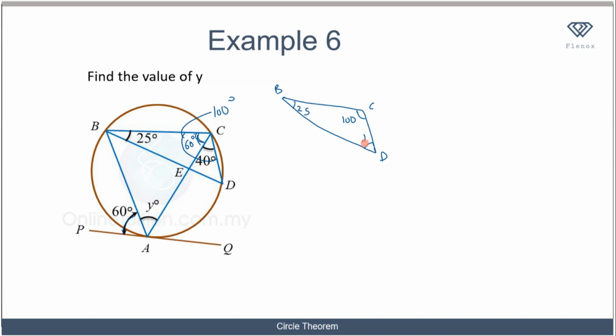Let me call that angle small d, the angle here, because we know that this is a triangle and the sum of angles in a triangle is 180 degrees. So we know that 25 plus 100 plus d is equal to 180. So d plus 125 is equal to 180. So d is equal to 180 minus 125, and that is equal to 55 degrees. So angle D here is 55 degrees. So this angle over here is 55 degrees.